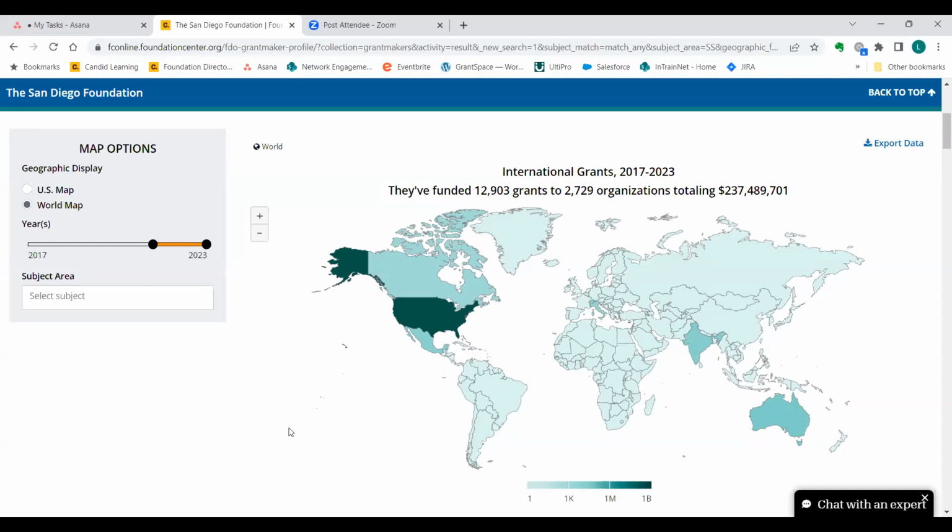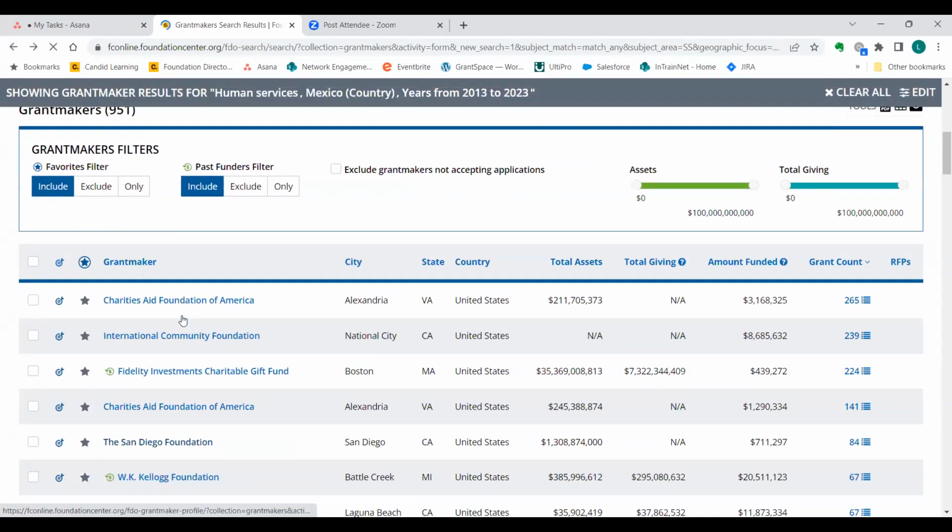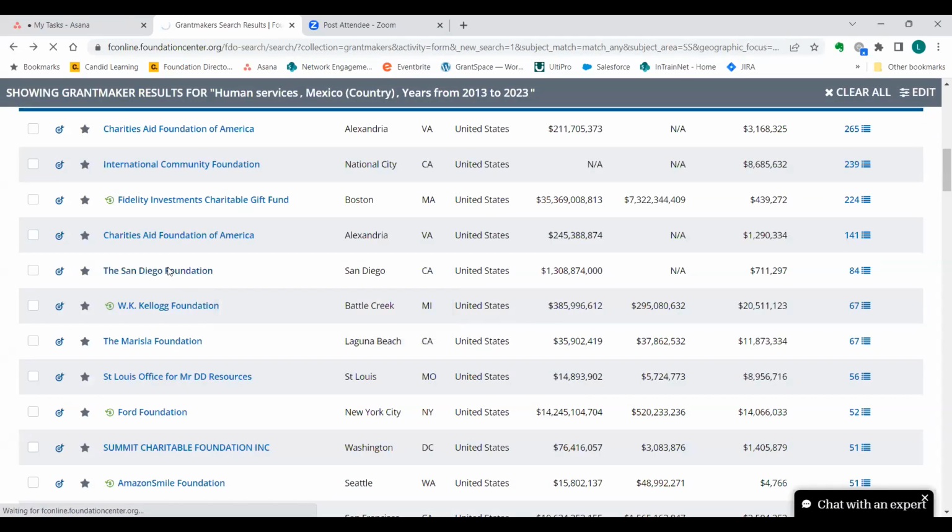In other words, this is someone who probably gives to fiscal sponsors or 501c friends of groups that are based in the United States. And that's why it doesn't show up here. But we know, since they're on the list, they have made grants in Mexico. So let's go back. Oh, I jumped out. Let's go back to the profile.